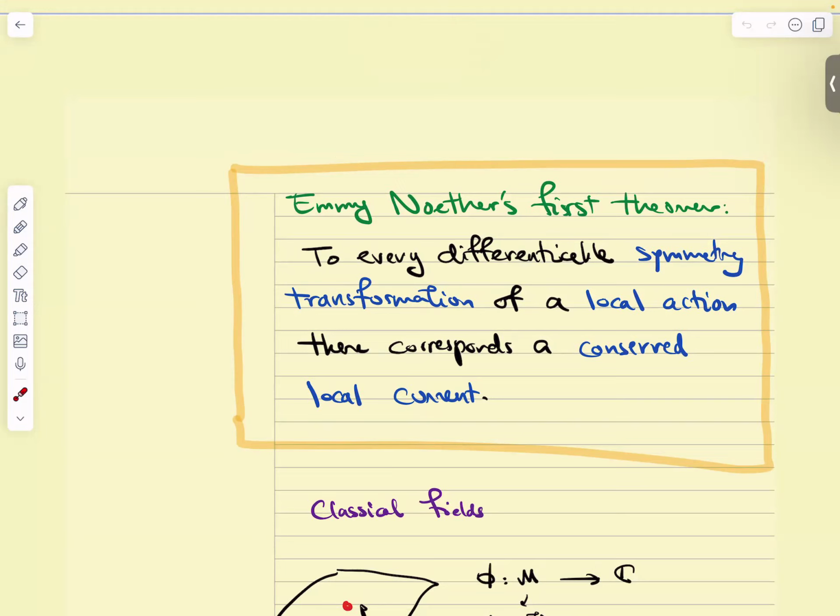A current is a field, an operator, right? A local field or local operator that, of course, transforms in some representation of the Poincare group, like all fields, right? So I'm going to call it J. It's conventional to call it J.